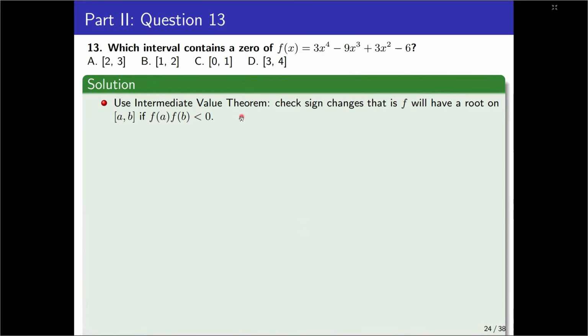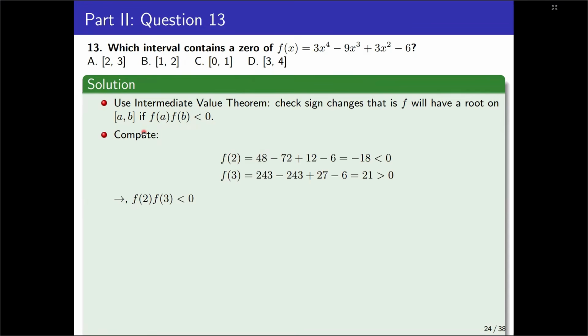Using the intermediate value theorem, we have to check the sign change. f will have a root on the interval [a, b] if f(a) times f(b) is negative. That means the signs of the functional values at a and b are opposite: either the first is positive and the second is negative, or the first is negative and the second is positive. This is an indication of the existence of at least one root for the given function within the given interval [a, b].